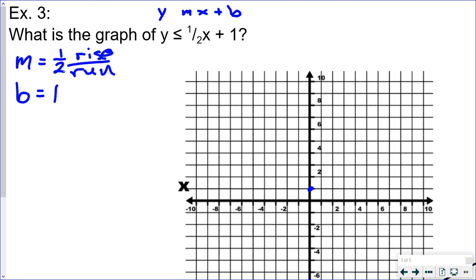So you would graph the y-intercept at 1. You do rise 1, run 2. It's a positive slope. It leans to the right. So up 1 over 2.